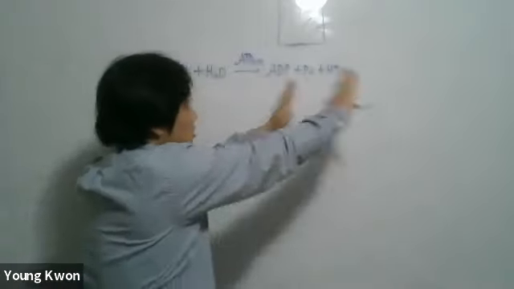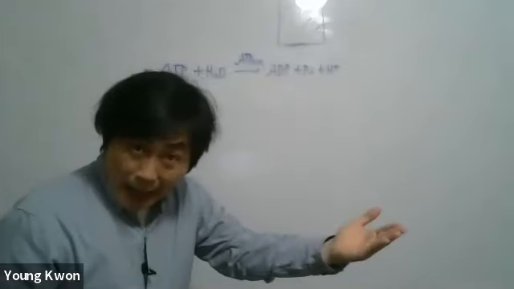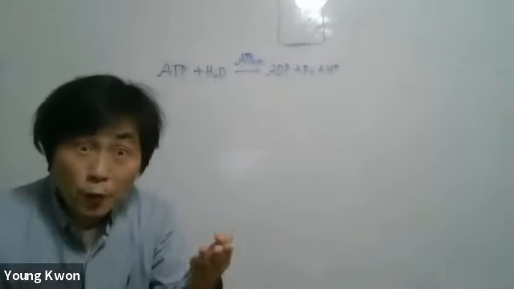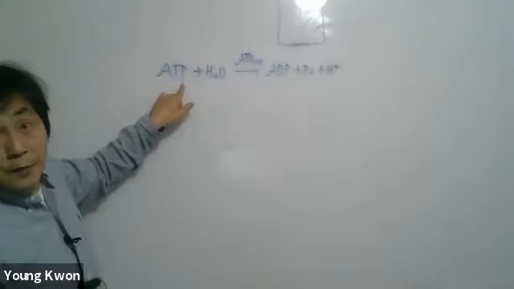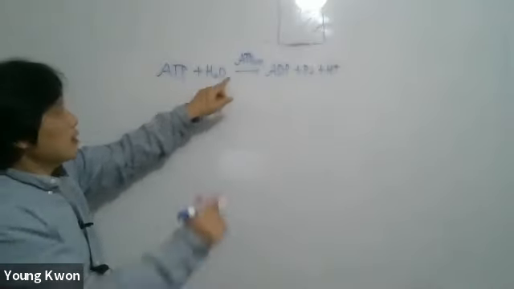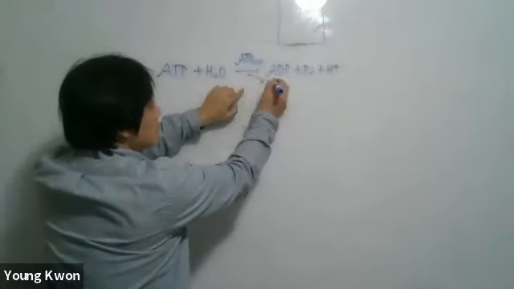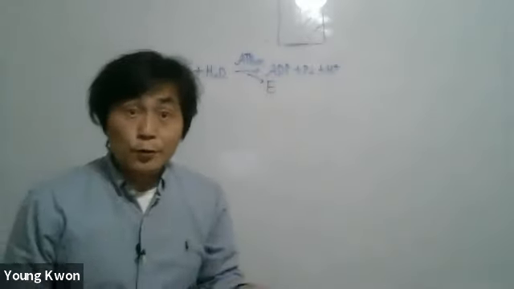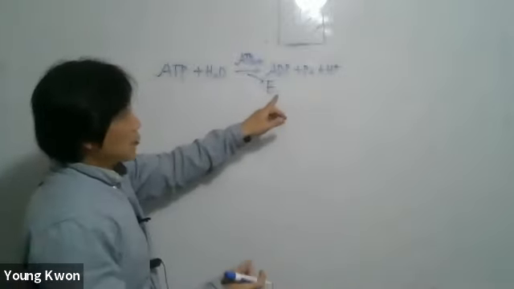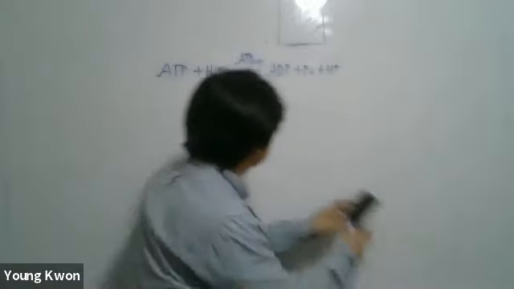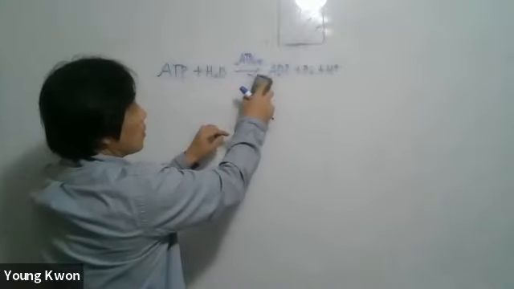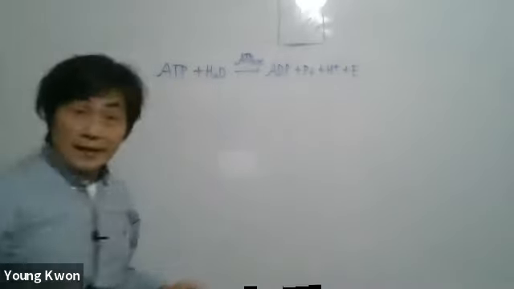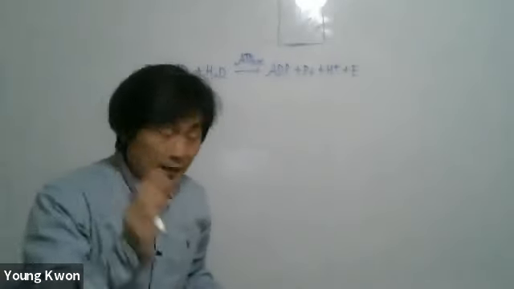How about this reaction? It releases energy. So this reaction releases energy. Energy from where? From between the phosphate groups. But for today, for convenience, I would like to write energy here instead of here. This is much better. Does that make sense?